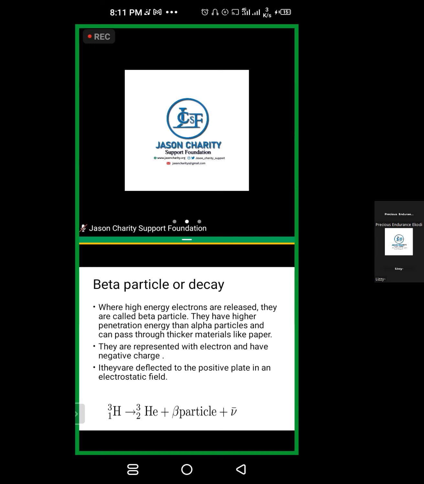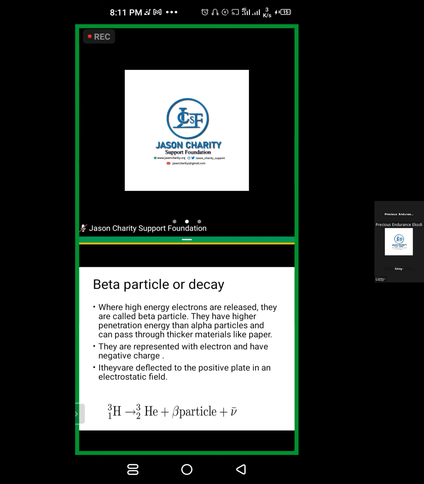So they are represented with the electron, and we know the electron has a negative charge of -1, but it has an atomic number of 0. So the atomic number of the electron is 0, the mass number is -1. And now, obviously, because they have negative charge, they are deflected towards the positive side of an electrostatic plate.